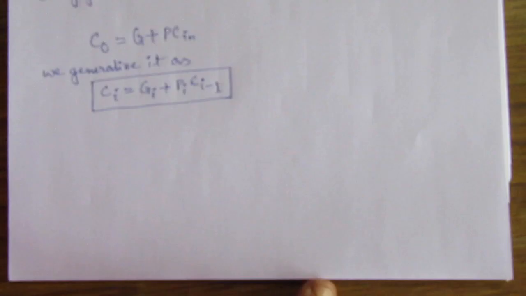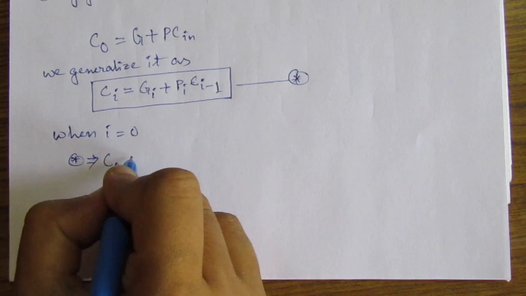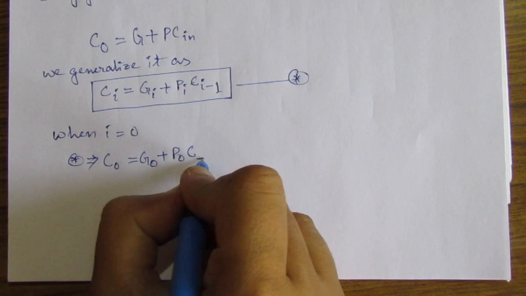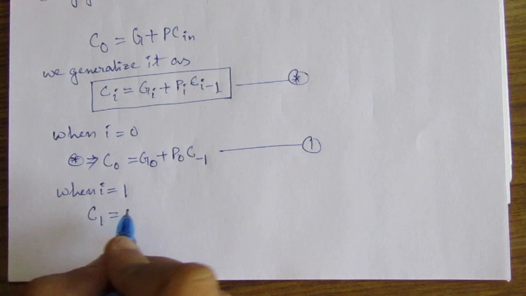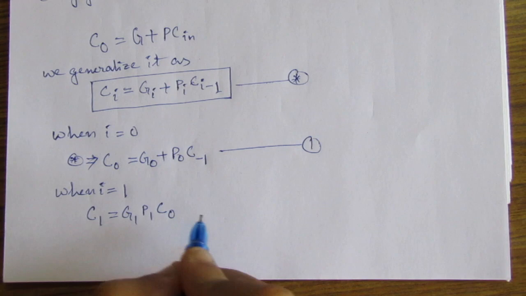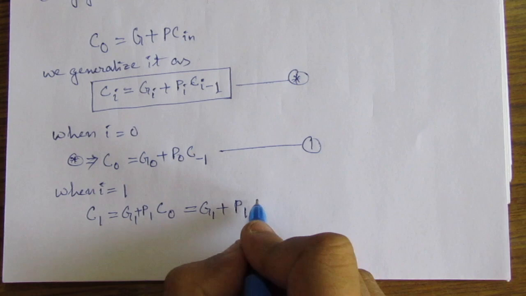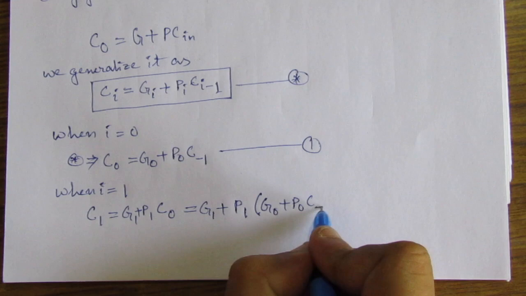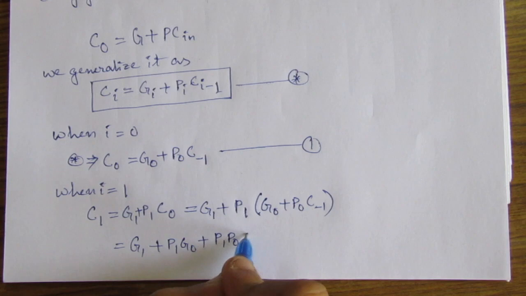Now let us consider a few cases. When i equal to 0, we get C0 equal to G0 plus P0 C minus 1. When i equal to 1, we get C1 equal to G1 plus P1 C0. So from here we can replace C0 with equation 1. We get C1 equal to G1 plus P1 into G0 plus P0 C minus 1. So we get G1 plus P1 G0 plus P1 P0 C minus 1. This is equation number 2.